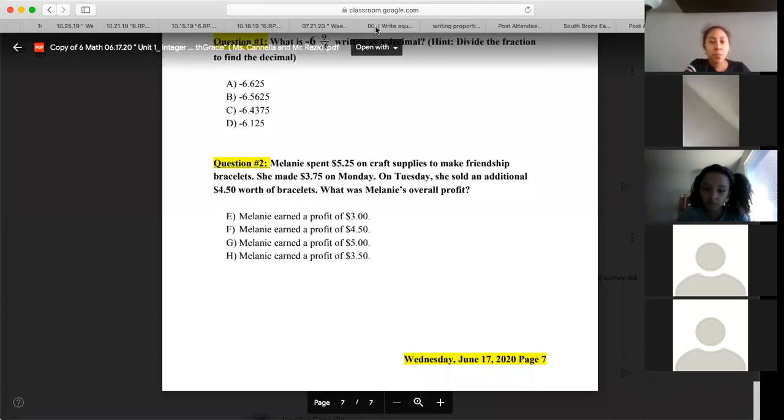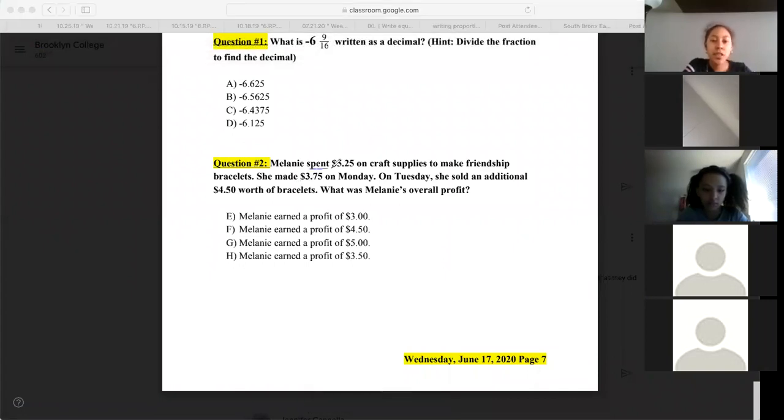Okay. Melanie spent $5.25 on craft supplies to make friendship bracelets. She made $3.75 on Monday. On Tuesday, she sold an additional $5.50 worth of bracelets. What was Melanie's overall profit?